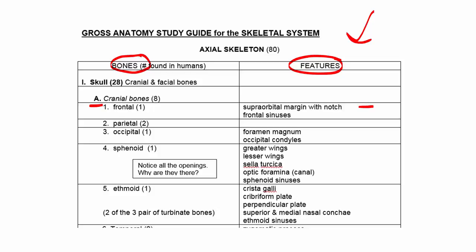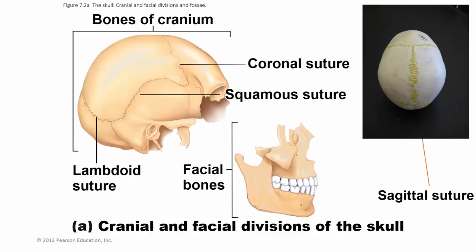Now, there's many features in your textbook. Only learn the features that we show you in the lab guide and I point out to you in the video. These words are the words that you're required to recall for your lab exam. You also need to work on spelling because we do count off for spelling, so be sure you can spell these bone and feature names.